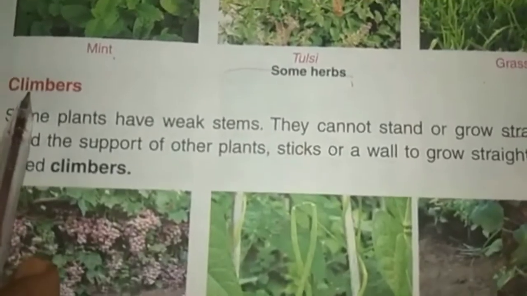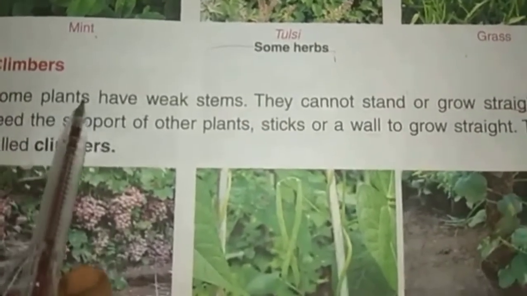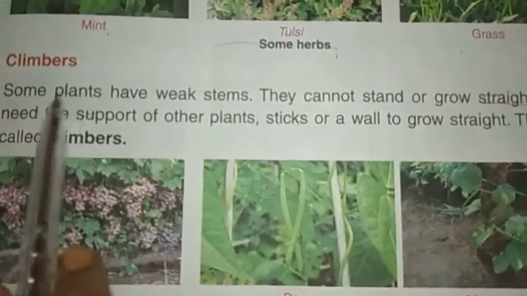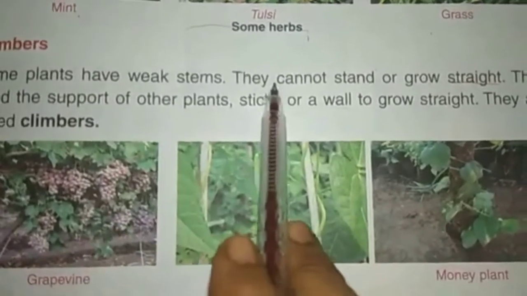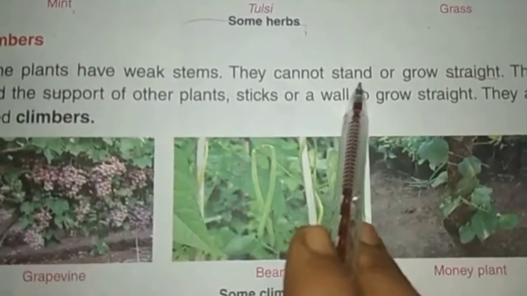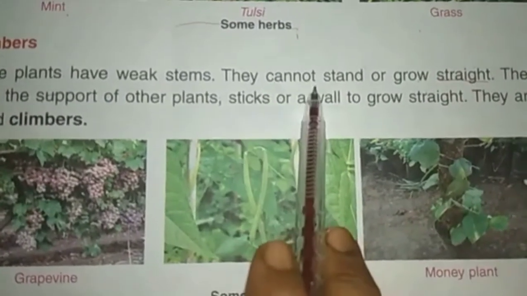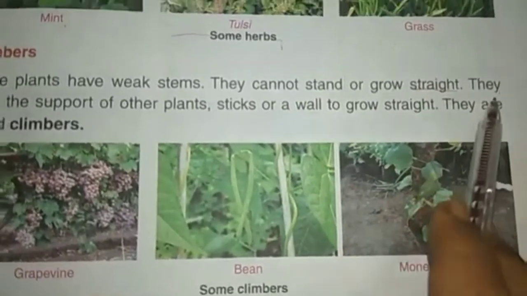Climbers. What is this? Climbers. Some plants have weak stems. They cannot stand or grow straight.